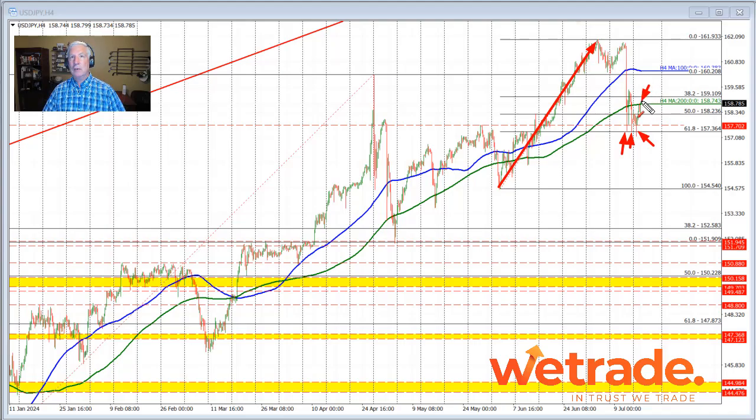On the top side in trading here today, the price has moved up to test the 200-bar moving average on the 4-hour chart, and we're just above that level currently at 158.785. The 200-bar moving average comes in at 158.74.